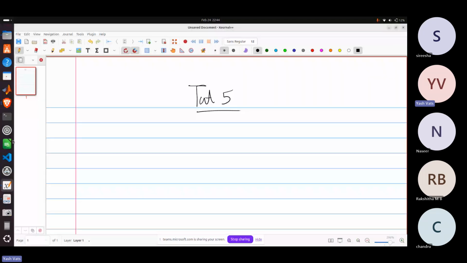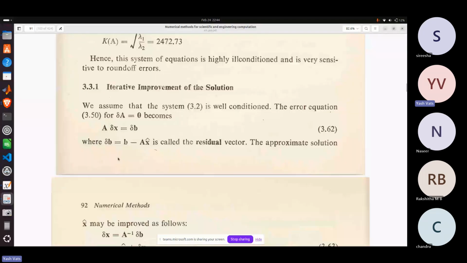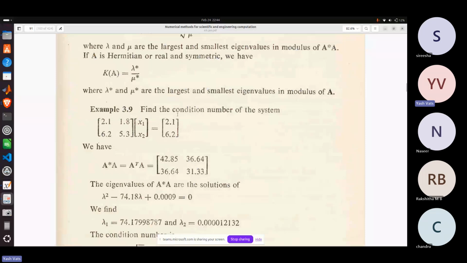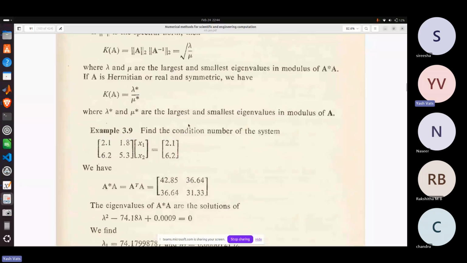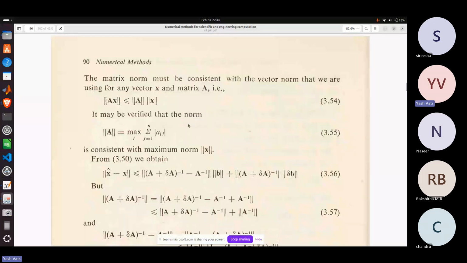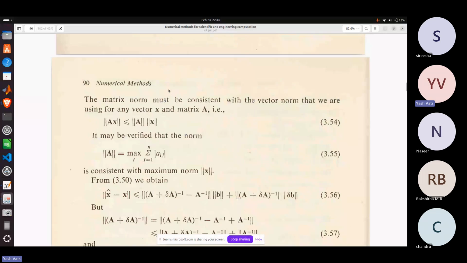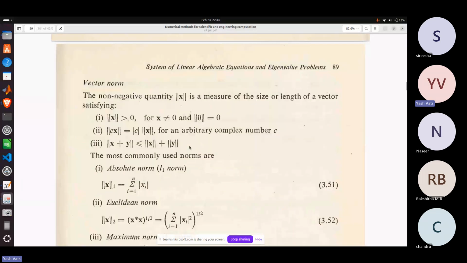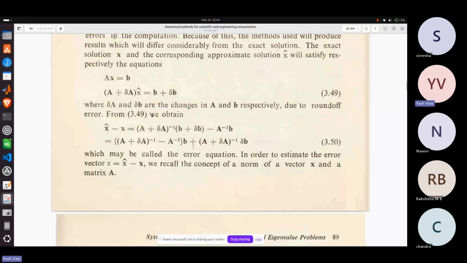Okay, so let's go to the book. We are just solving some questions based on some methods. Last time we have seen how to find the condition number, how to use the Cholesky method. If I go back, we have discussed the norms as well. If you have a problem with that, just let me know.